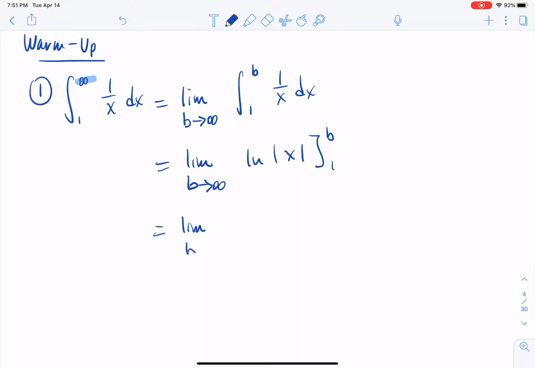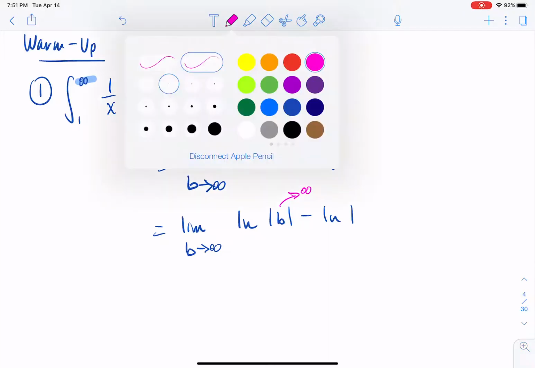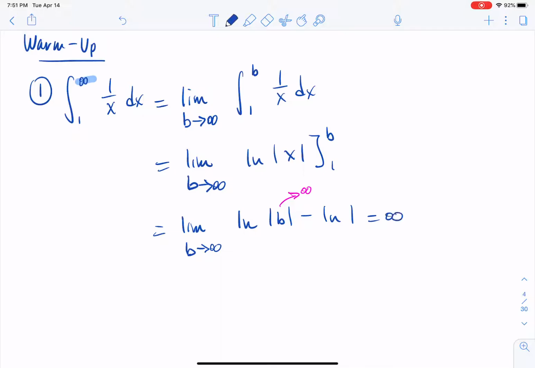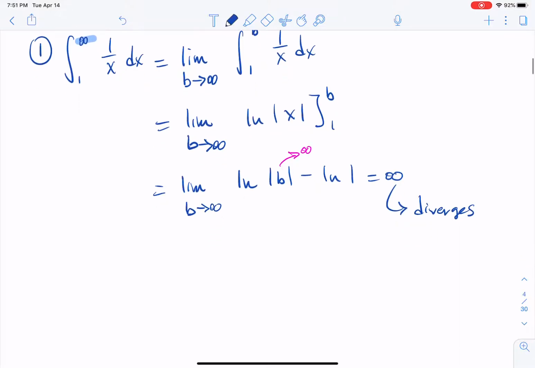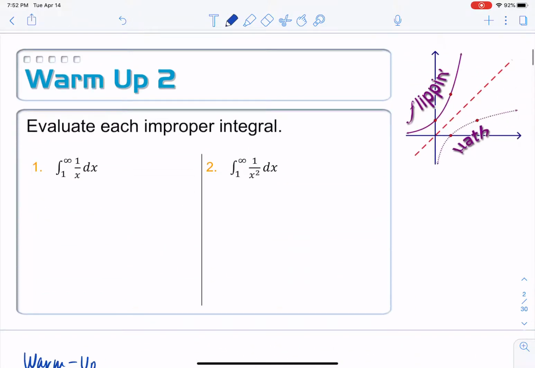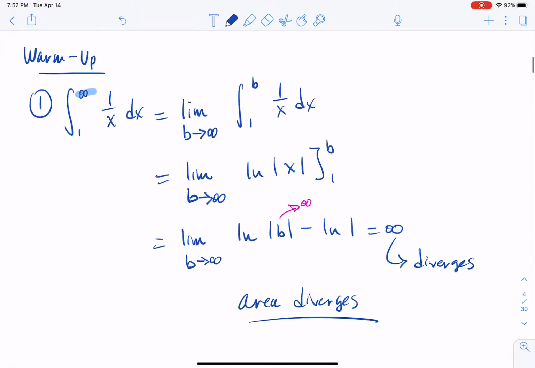Then using good old FTC, we plug in our b. I'd have the natural log absolute value of b minus the natural log of 1, which of course is 0. Not that it really matters, because whenever I put in my infinity, this is going to shoot off to infinity slowly, but still infinity, which means this is equal to infinity and it diverges. The area gets infinitely big, so the area diverges for that particular integral. If we're talking about the area under the curve from 1 to I don't even know what, it gets infinitely big. All right, so let's look at the second one.